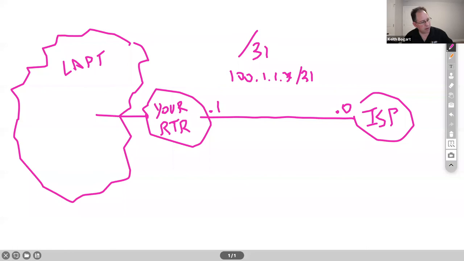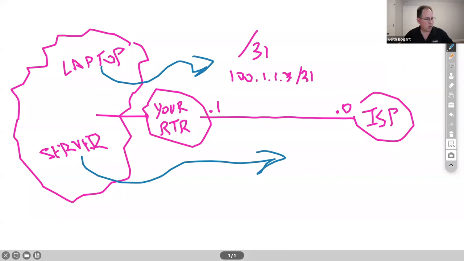Got maybe a laptop here, maybe a server here. And these devices are going to be creating packets that need to go out to the internet. Okay, well, there's two ways to do this. As the internet service provider, I probably would have said, this is all you're going to get, and I want your router to do network address translation.